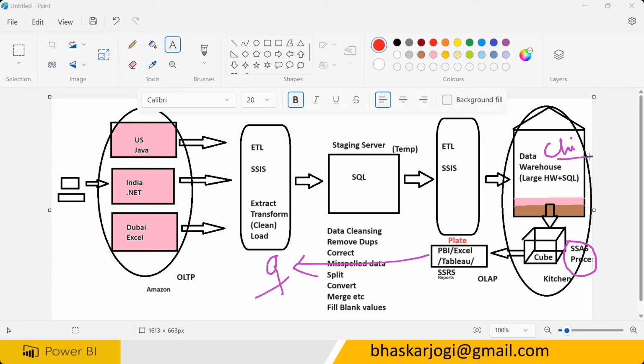Like that, we ask thousands of questions for the SSAS application so that totals are ready. Those totals are going to be served.